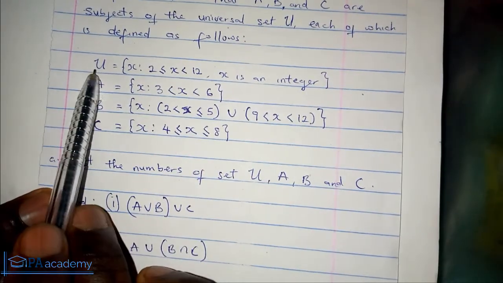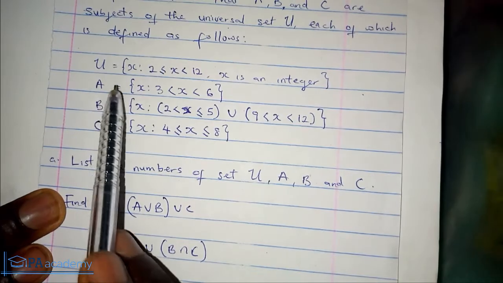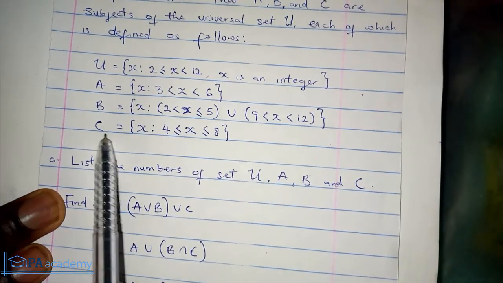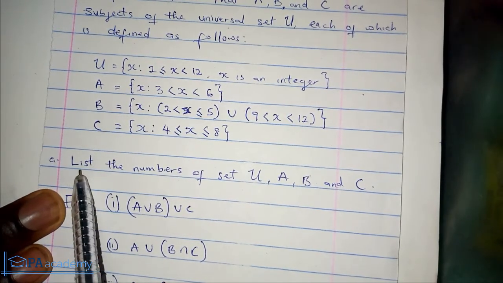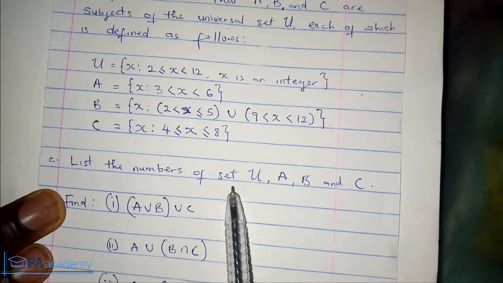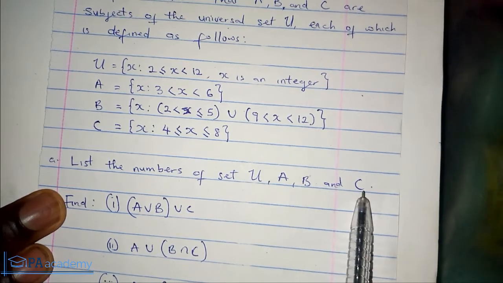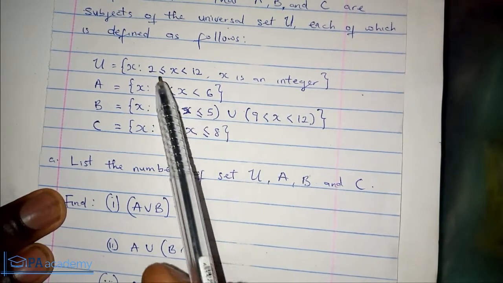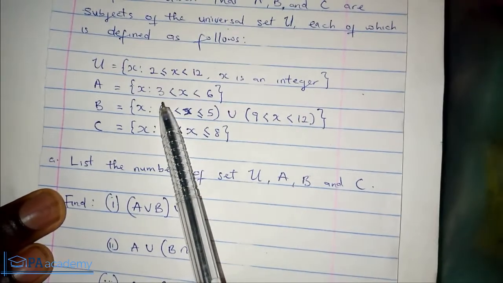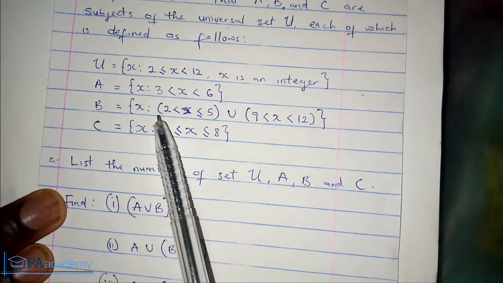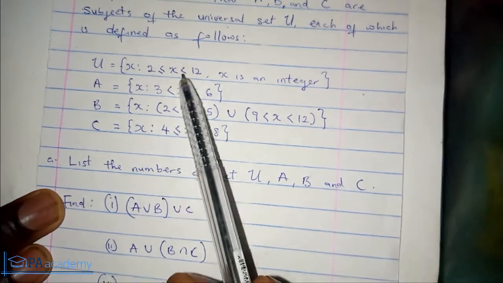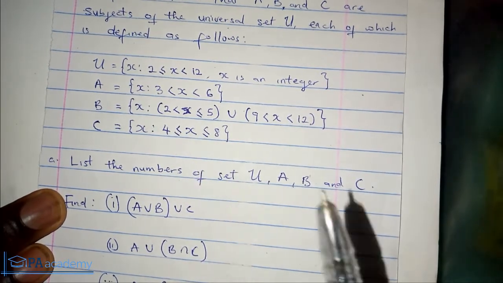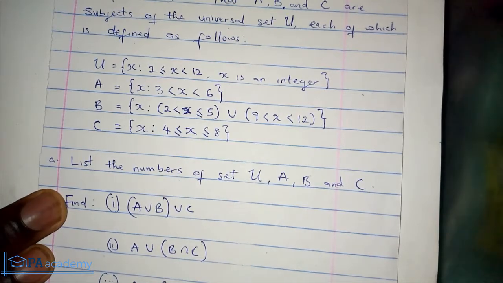So these are the values for the universal set, for set A, for set B, and set C. Now they said list the members of sets A, B, and C. That means we should look for the elements. This is similar to what we looked at in Part 1, when I asked you to note some things. So we've looked at this in Part 1.